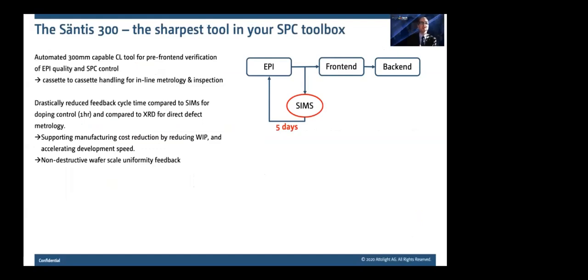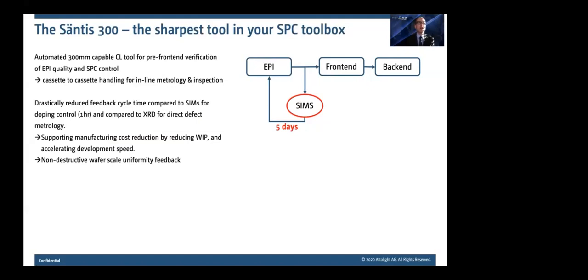So then what is this NT300, which is our fully automated catalytic tool? We think today it's the sharpest tool in your statistical process control toolbox. It is an automated 300 millimeter capable CL tool for pre-front-end verification of epi quality and statistical process control. It does have cassette-to-cassette handling for inline metrology inspection, but it also exists in a manual version with manual wafer loading, without the cassette-to-cassette handling.